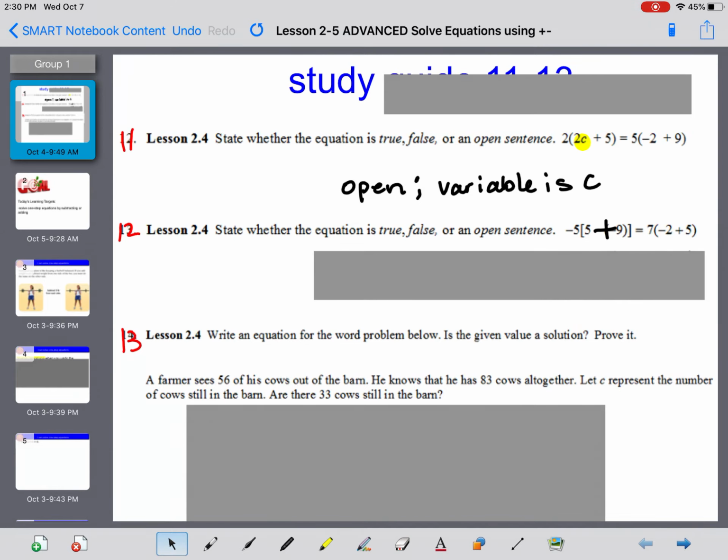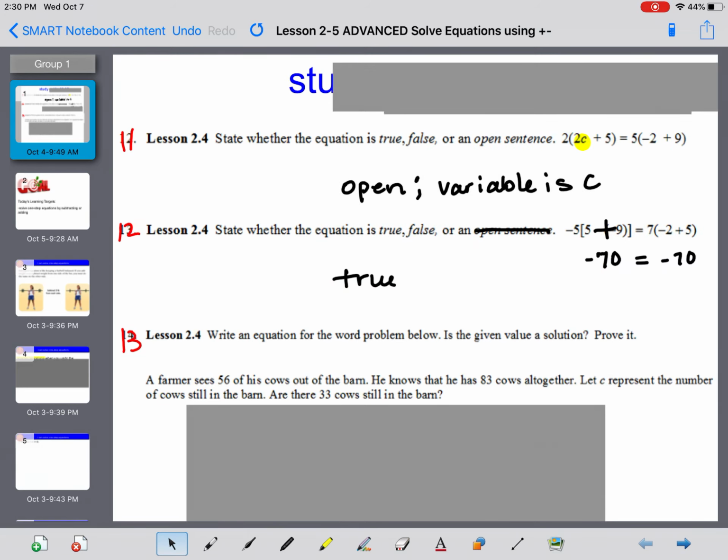The next one, state whether the equation is true, false, or an open sentence. Because I see that there is no variable, I know that it is not an open sentence. That leaves me with solving each side of the equation and figuring out if they actually equal the same amount. And in this case, I have a mistake here, I see. -2 plus 5, you should have gotten 3 times 7 is 21. Does 21 equal -70? The answer is no, it doesn't. So that would be false.